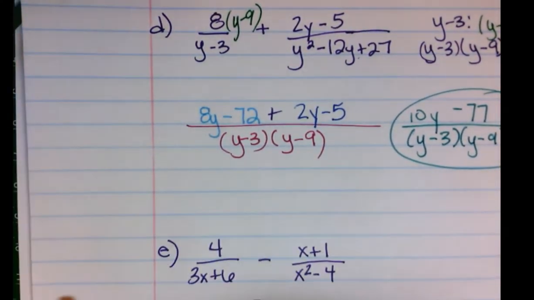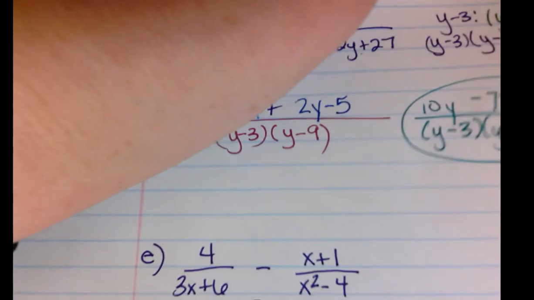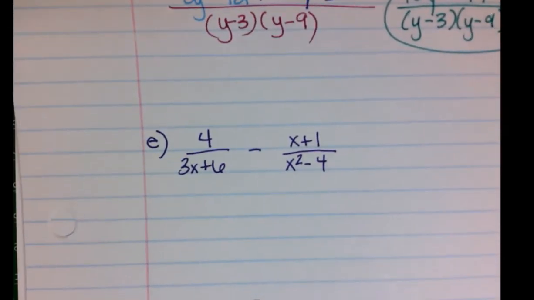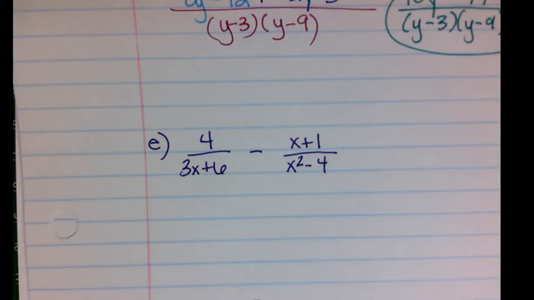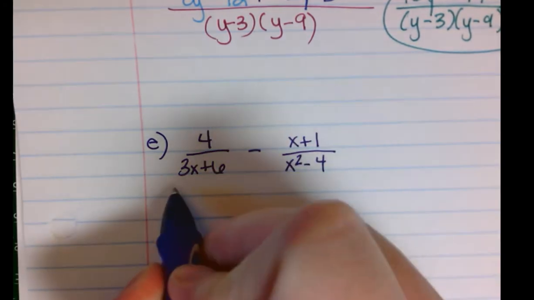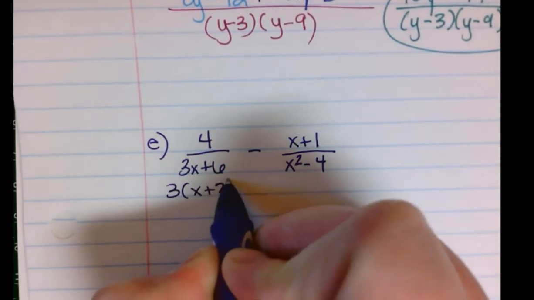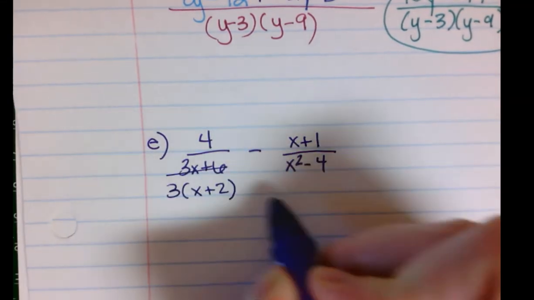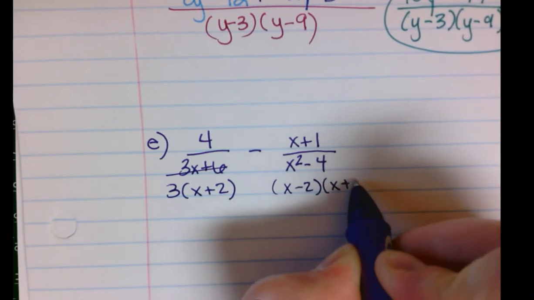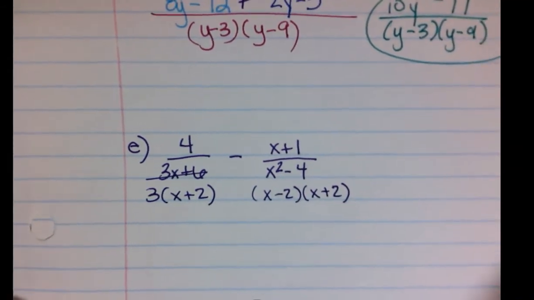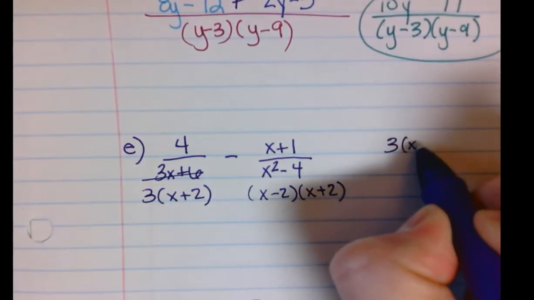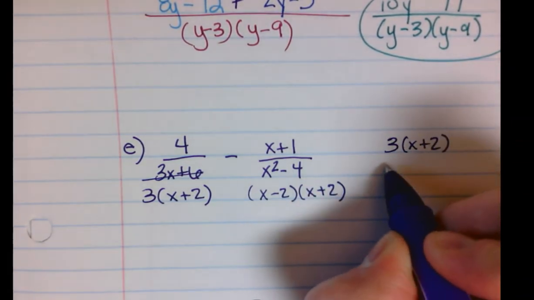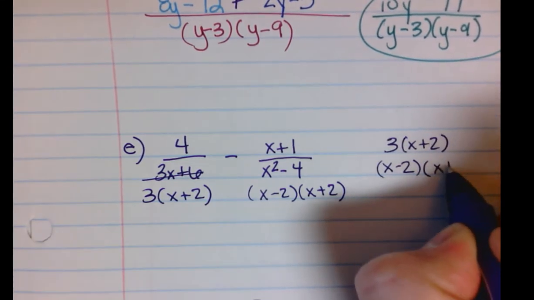On the next problem, E, give me a second here. On E, what you're going to do is simplify first. I'm going to divide, pull out something here and see if I can use it. So on the denominator, I'm going to have 3 times x plus 2. This one, if I factor it, same thing, so I'm going to cross it out. I'm going to have an x minus 2 and an x plus 2, which allows me to see what my denominators are. Since nothing cancels out with the top or the bottom, after simplifying here, I have a 3 times x plus 2 on one fraction, and I have an x minus 2 and an x plus 2.